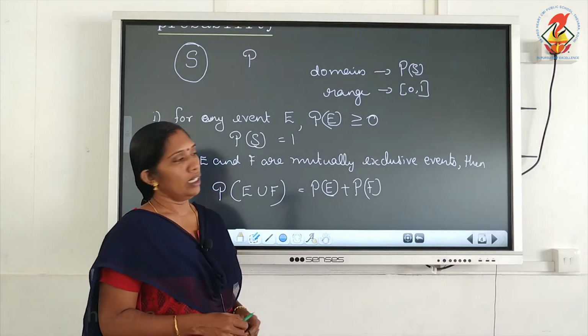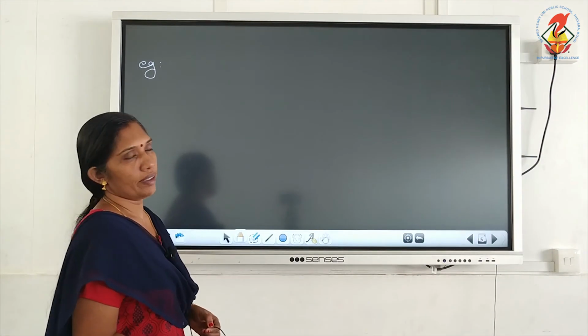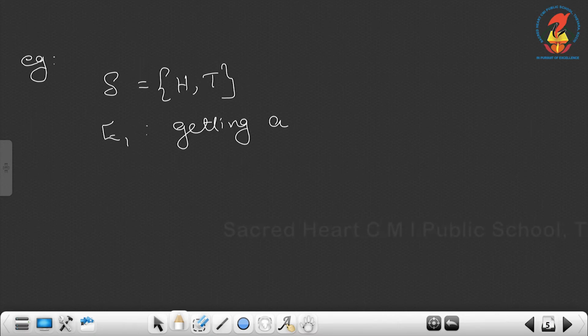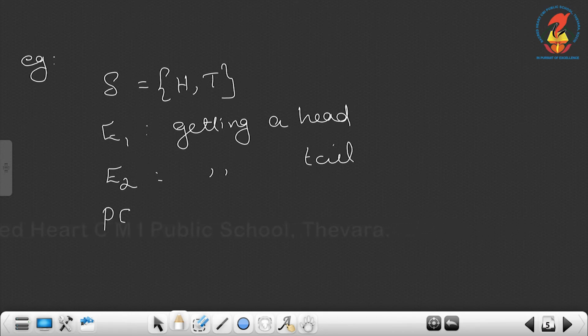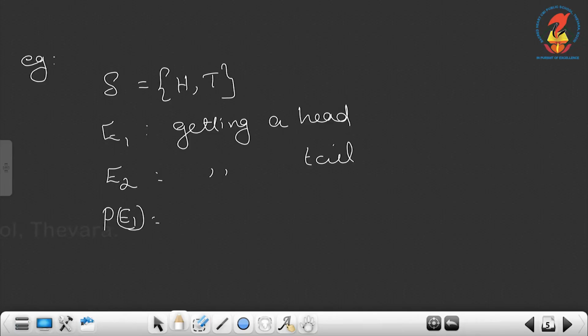And if E and F are mutually exclusive events, P of E union F is equal to P of E plus P of F. For example, if we consider tossing a coin, the sample space S is equal to H comma T, only 2 outcomes. Let E1 be the event getting a head. Then E2 be another event getting a tail. So what is P of E1? Getting a head. Probability, how is it defined? Number of favorable outcomes by total outcomes. So H means only 1 out of 2. P of E2, tail, 1 tail out of 2.